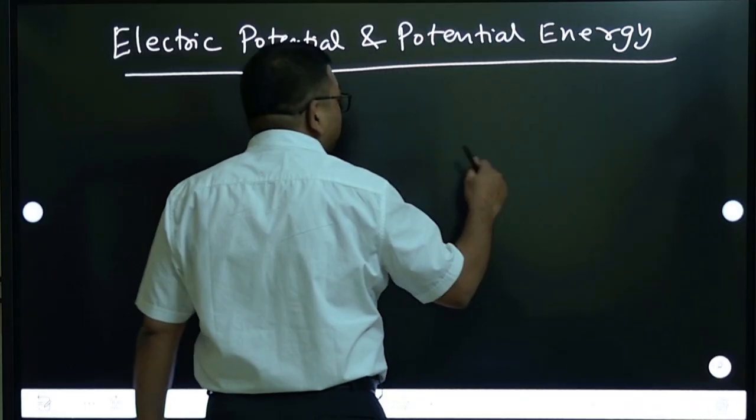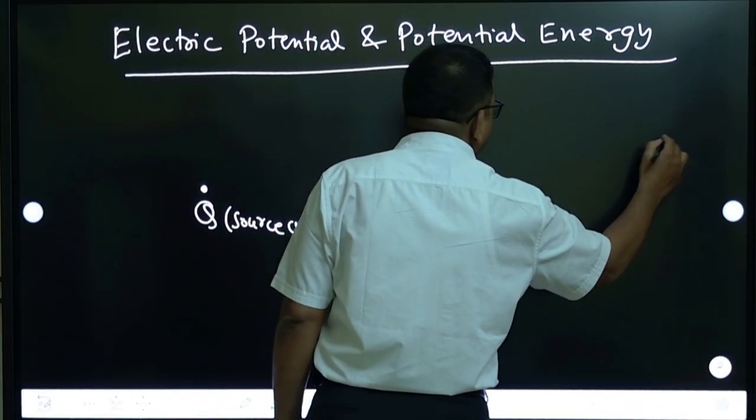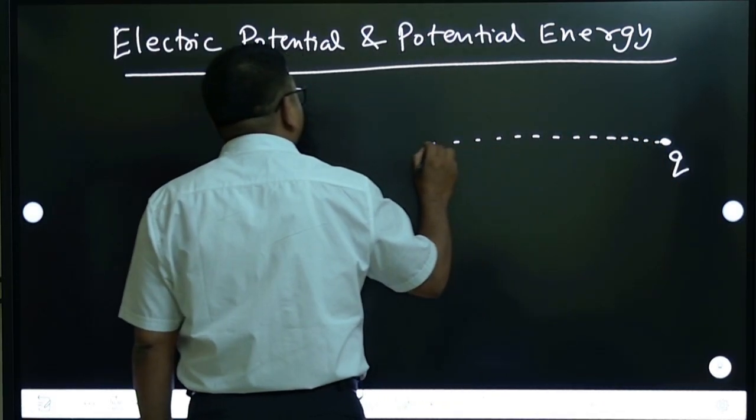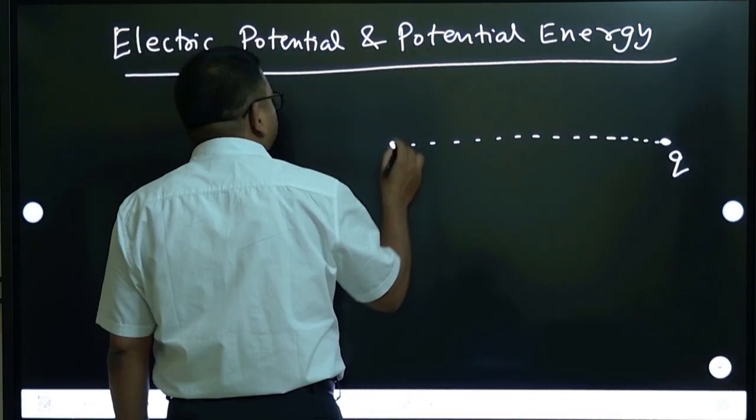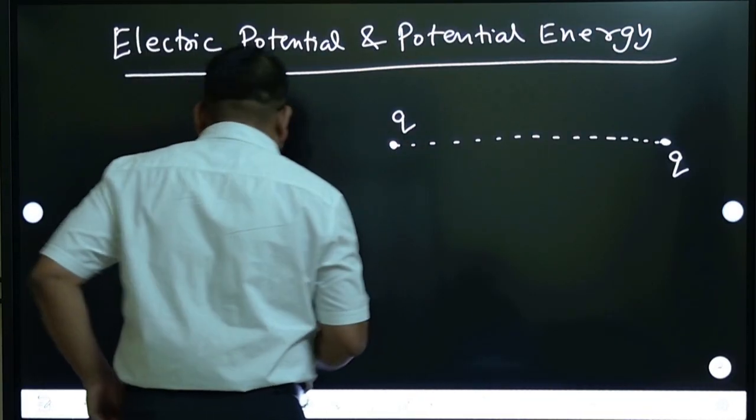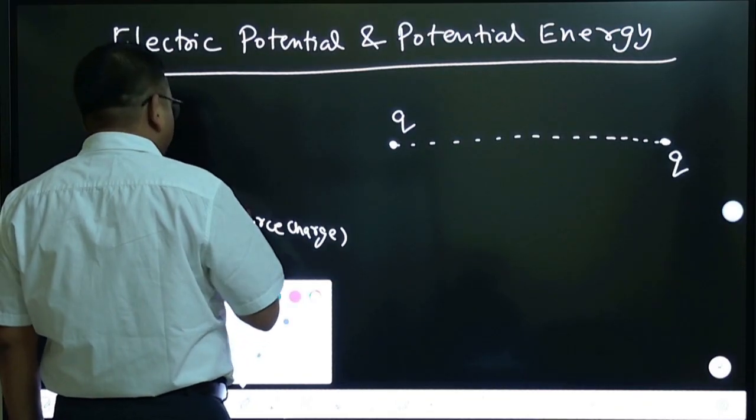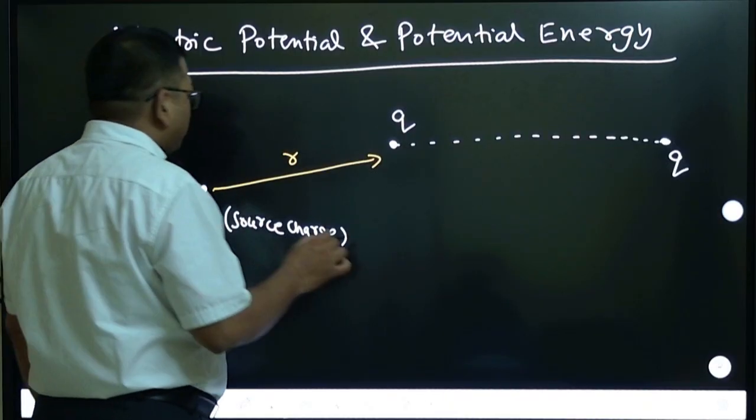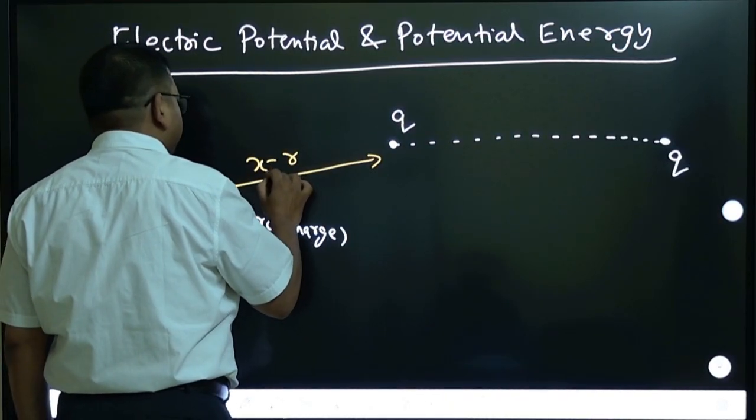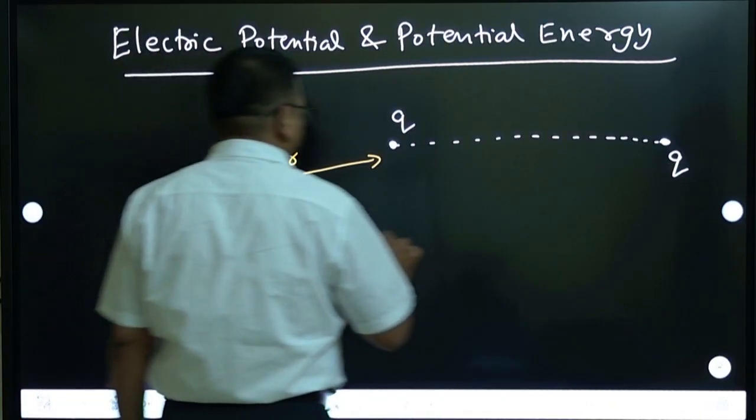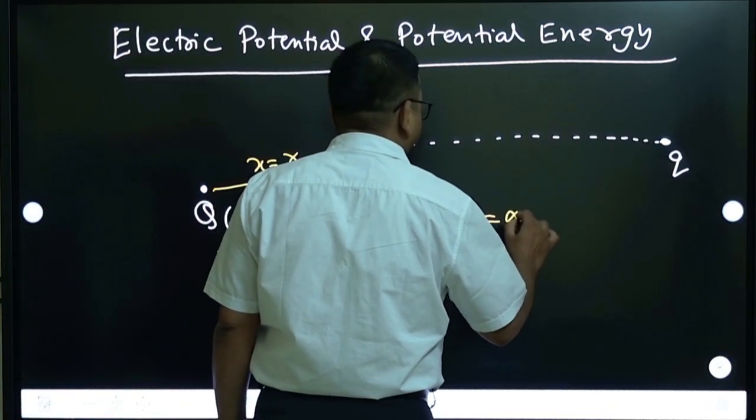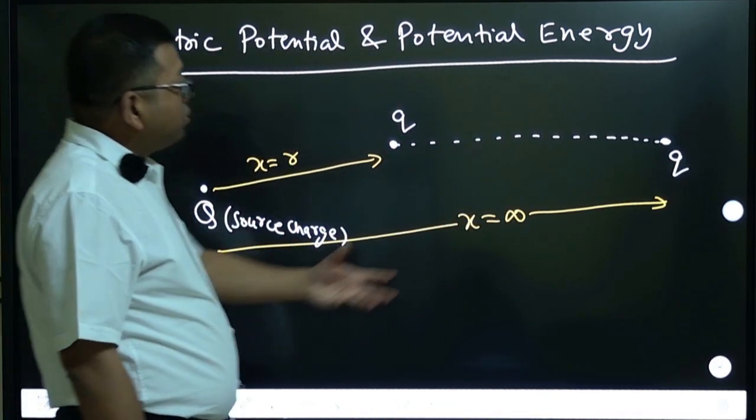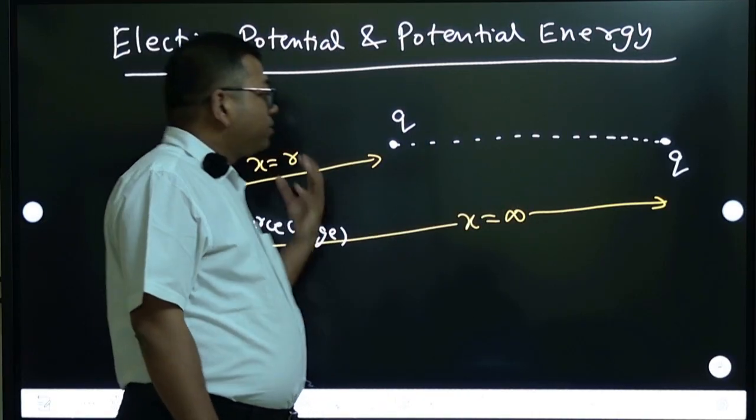Let us bring some test charge from infinity. This charge is the test charge, and you are bringing it to some place. Let us say the separation is r. Initially the separation x was infinity because it was very far away. So you want to bring this charge from infinity to this point.